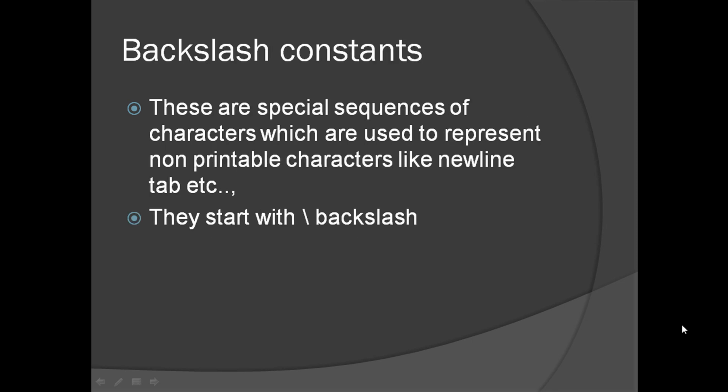The next type of character constants are backslash constants. These are special sequences of characters which are used to represent non-printable characters like new line, tab or carriage return, etc. How can you print a new line as part of programming? We cannot write it directly. For this purpose they have introduced backslash constants. If we follow these particular backslash characters, those particular functionalities will happen in our program. So backslash constants start with the backslash symbol. These are called backslash constants. These are part of character constants only.